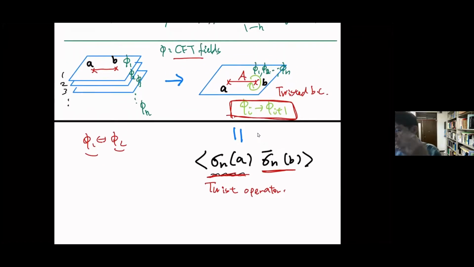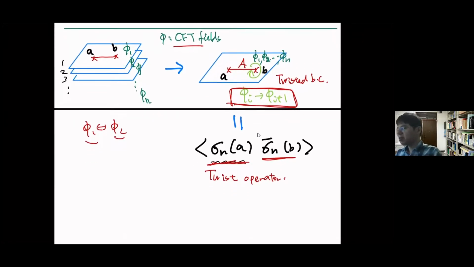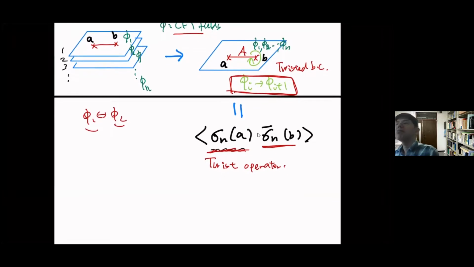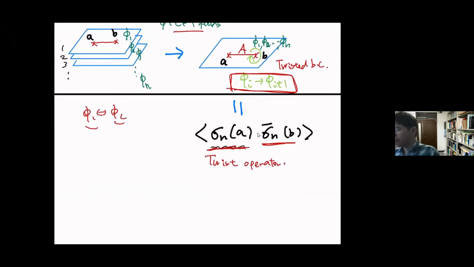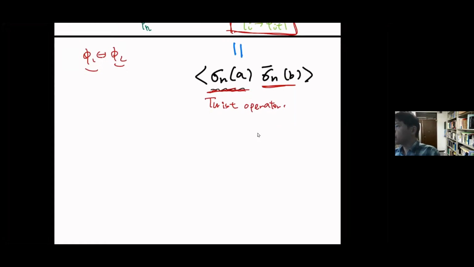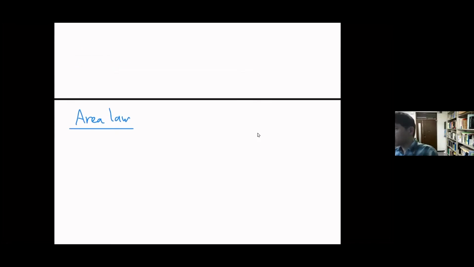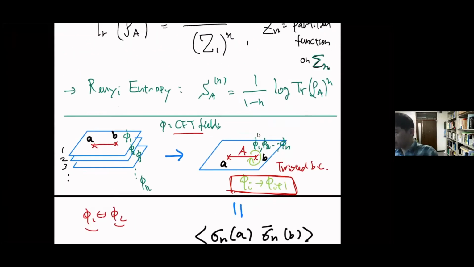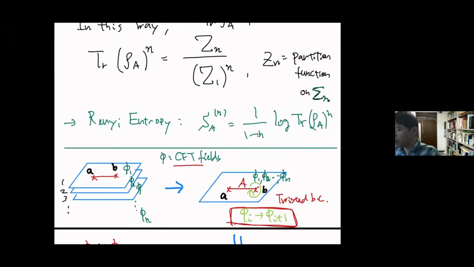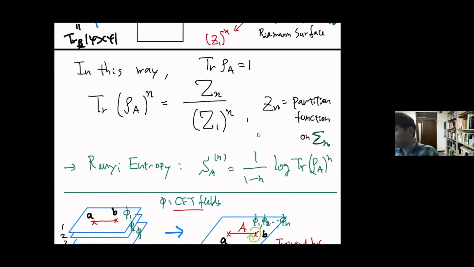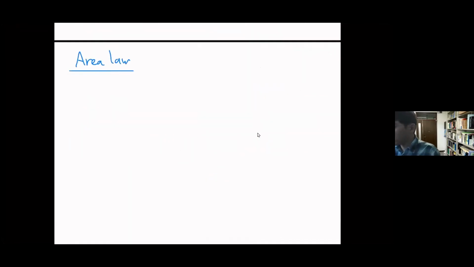These are my very quick summary of replica calculation. Now we go to a basic property of entanglement entropy called area law. Anyway, we can calculate the entanglement entropy this way, or this way, but we can always find the basic property called area law.